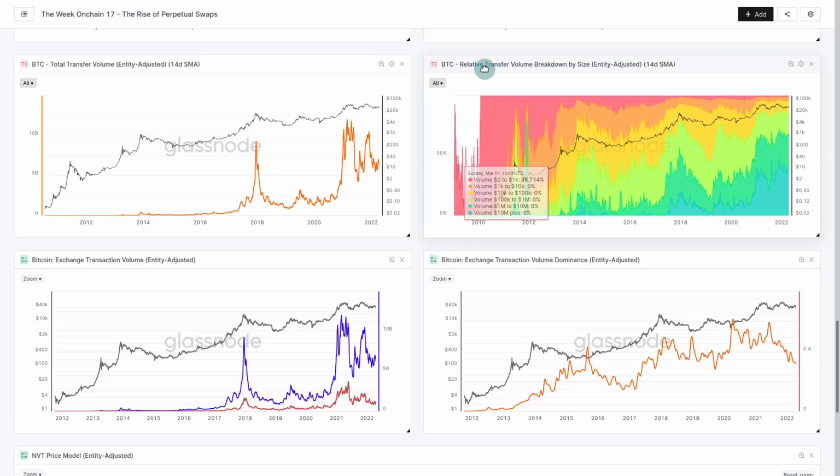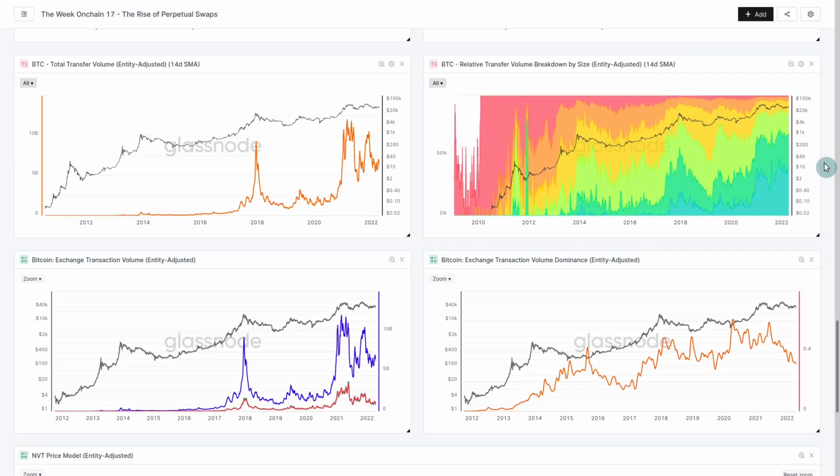Now we have our relative transfer volume breakdown by size. What we're looking at here in the dark green is $10 million plus transactions. These are institutional grade, high net worth individuals, trading firms, large amounts of capital in terms of transaction dominance. And you can see that particularly since October, note how this has expanded quite dramatically. We have a very, very large amount of big capital moving through the system. And you can see that over time, these green values, which is about 100,000 plus, have continued to consume the overall dominance, particularly through 2020 and 2021.